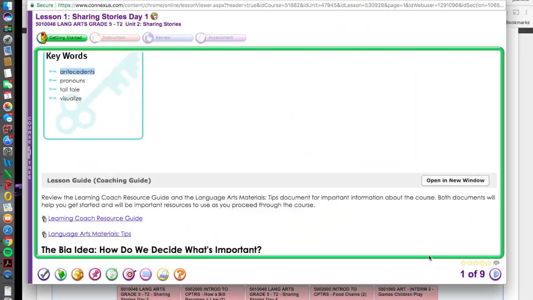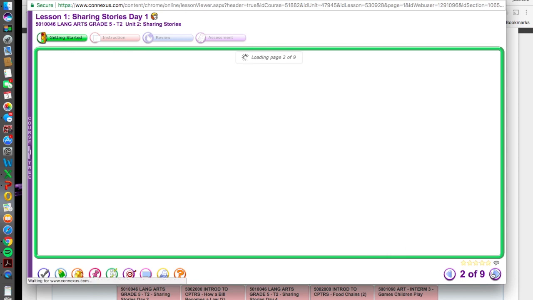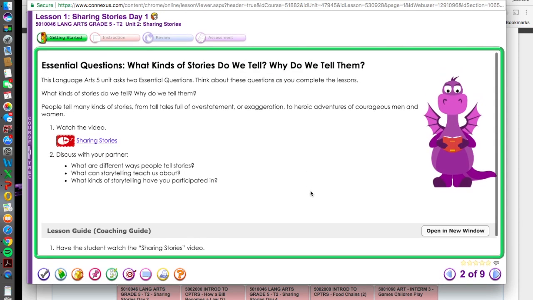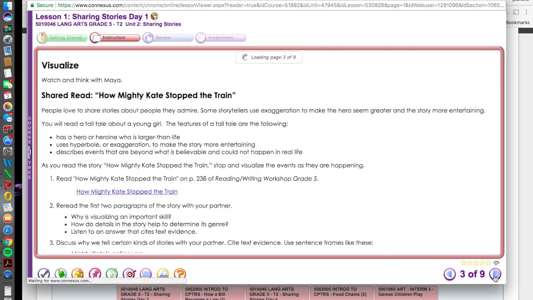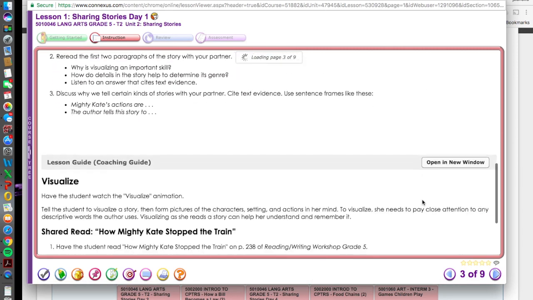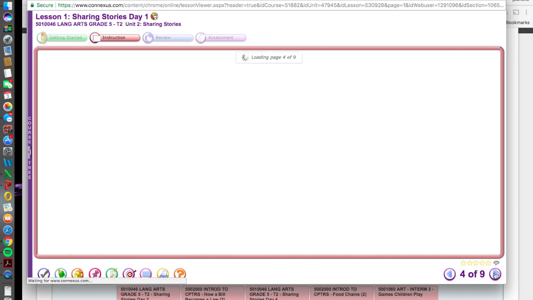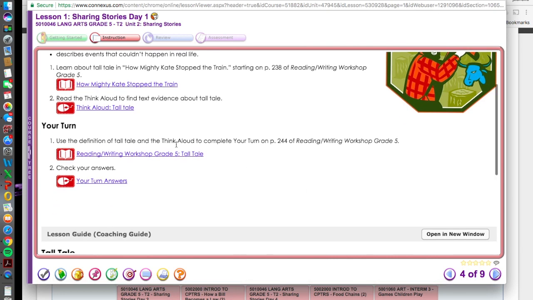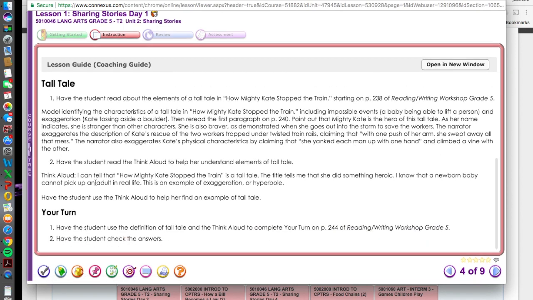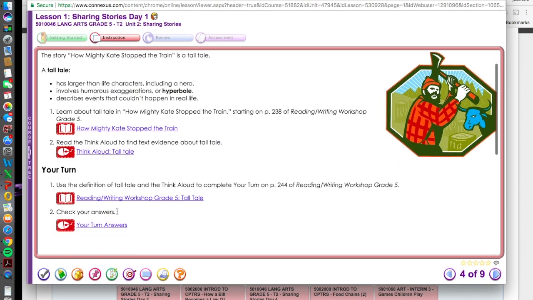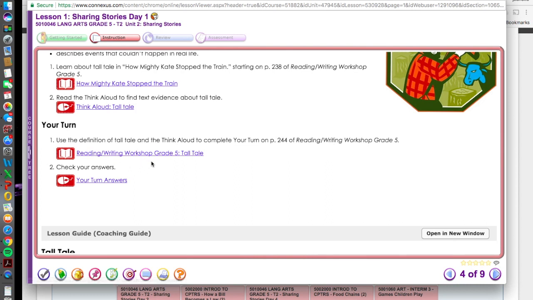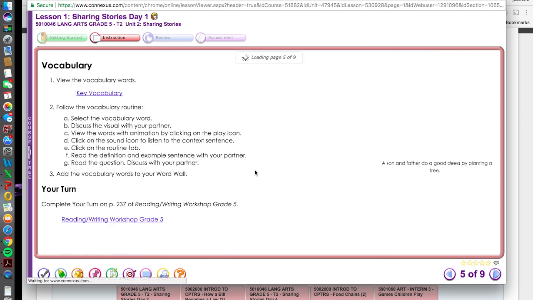And then I scroll through the rest of the lesson and see what we have going on, how we're reading a story, and she's talking about visualizing what a tall tale is. I see here that we're going to be using the Your Turn book. Turn to the Your Turn book. So then I'll get out the book and I'll put a paper clip on page 244 so he knows that needs to be done.